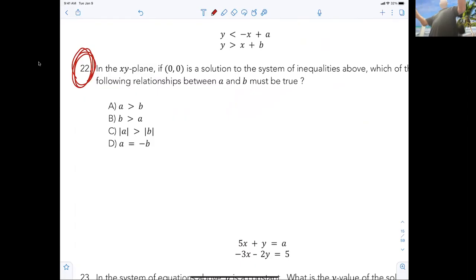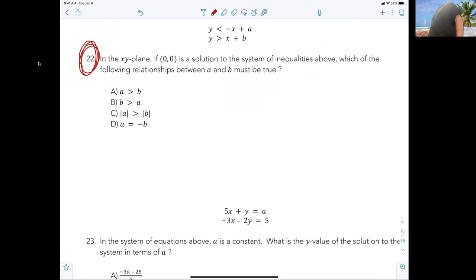Everybody listen to what I just said. Apply what I just said to this problem, and everybody's going to get it right. If you don't apply that to this problem, it's hard to do. Whenever they give you a point, I said to plug the point in and it'll answer the question most of the time. And when you think you know, tell me.